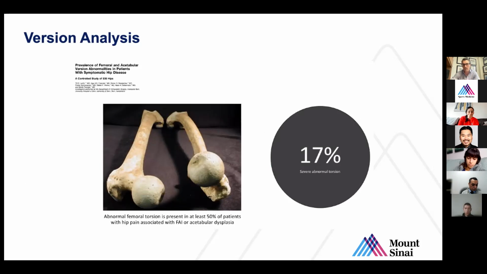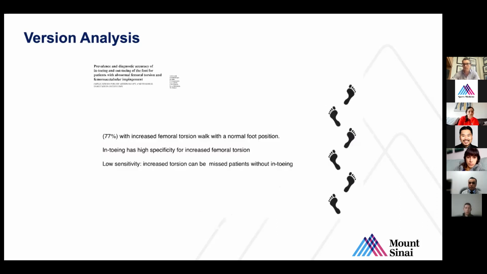So this was a study that just looked at 538 hips, and they found abnormal torsion or version present in at least 50% of patients who have hip pain associated with FAI or dysplasia. So significant torsional issues in these patients. This is why I said that the foot progression walking is not always accurate. 77% with increased femoral torsion walk with a normal foot position. So you'd think that with increased femoral torsion they might walk with a pigeon-toed gait, but they don't necessarily, because they've adapted with their torsion, so that it can fool you.